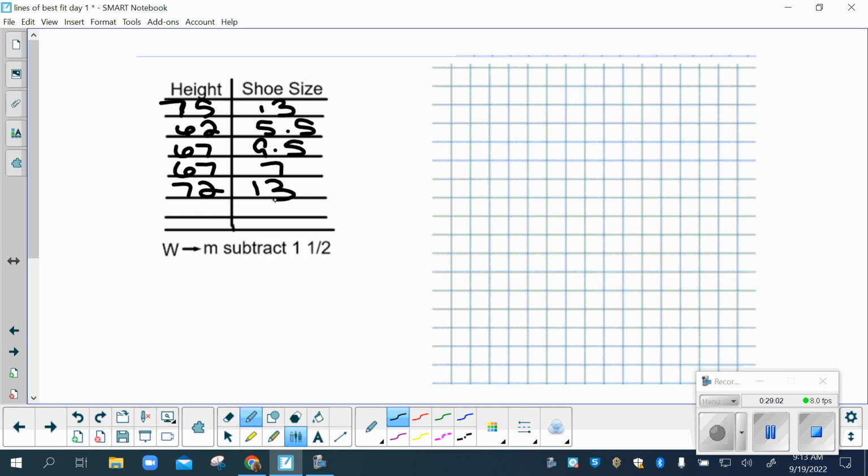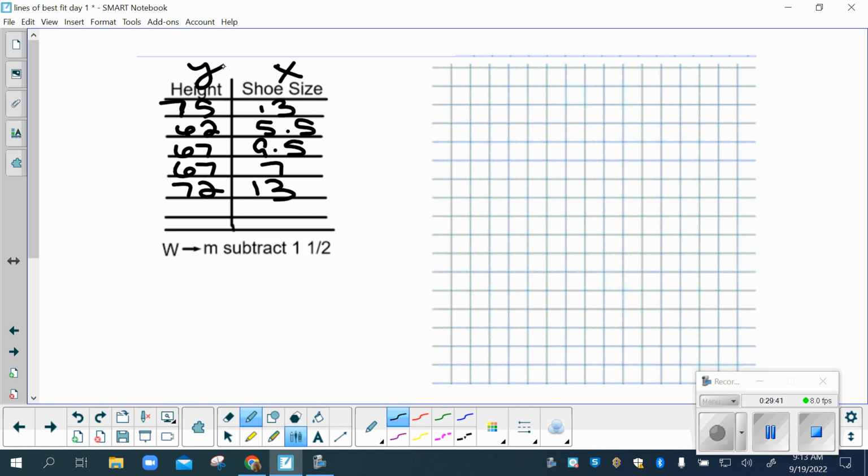So here's a couple things you might want to do. On the bottom one, you might want to go by halves, right? Start at 5, 5.5, 6, 6.5, 7, 7.5, 8, 8.5, 9, 9.5, 10, 10.5, 11, 11.5, 12, 12.5, 13. You know what I would do? I think it might be easiest if we make this our X and this is our Y. You want shoes on the bottom? Yeah.